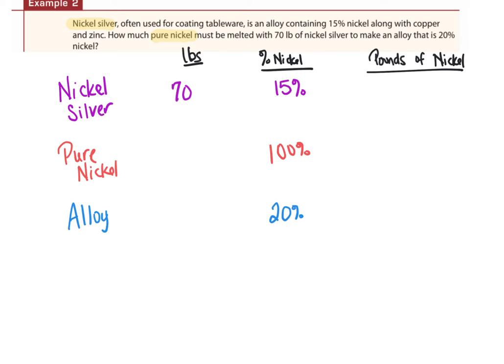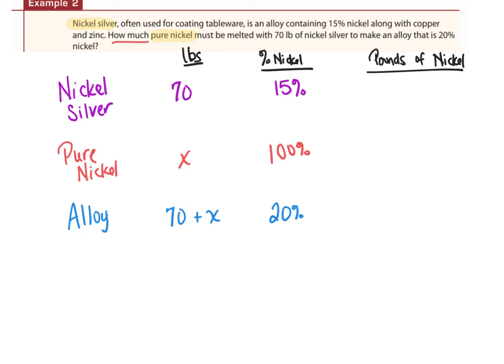So if we look here, it says how much pure nickel. So that automatically tells us we don't know how much pure nickel. So what do we put there if we don't know? X, all right? Now, if we know we're going to start with 70 pounds of the nickel silver, we're going to add x amount of pure nickel. What is our alloy going to be? How many pounds is that going to be? 70 plus what? What we added, right? So this is going to be 70 plus x.